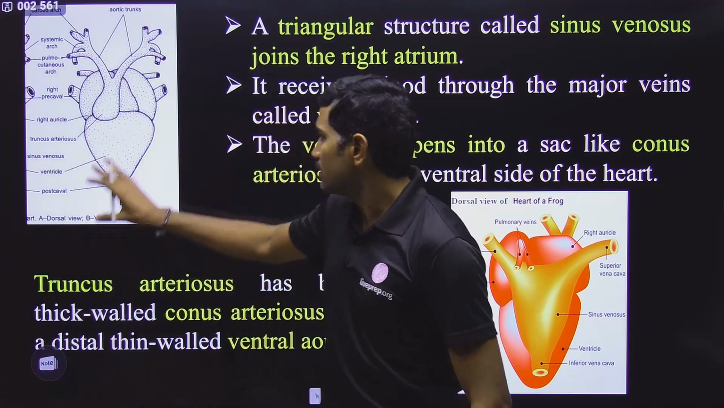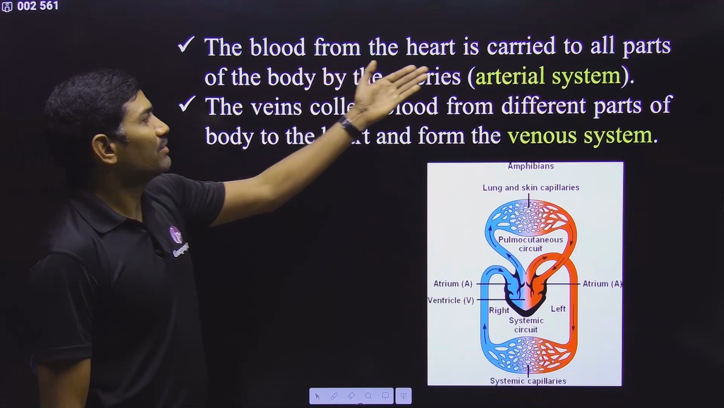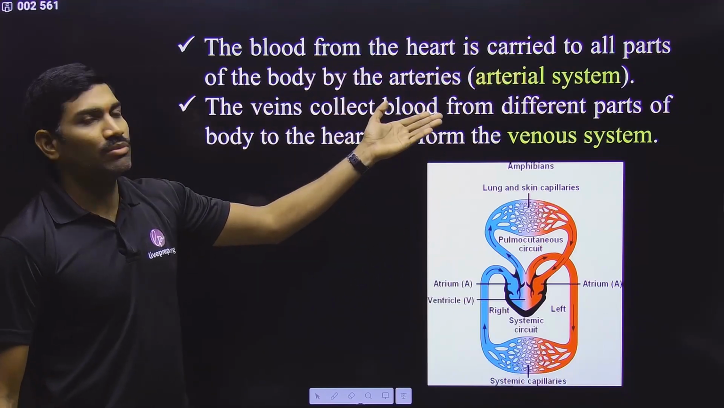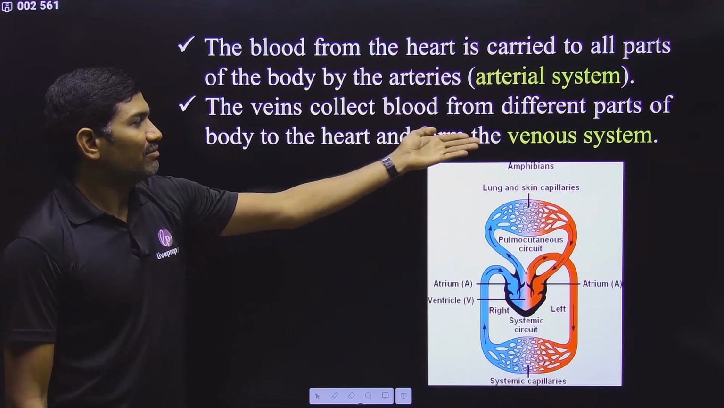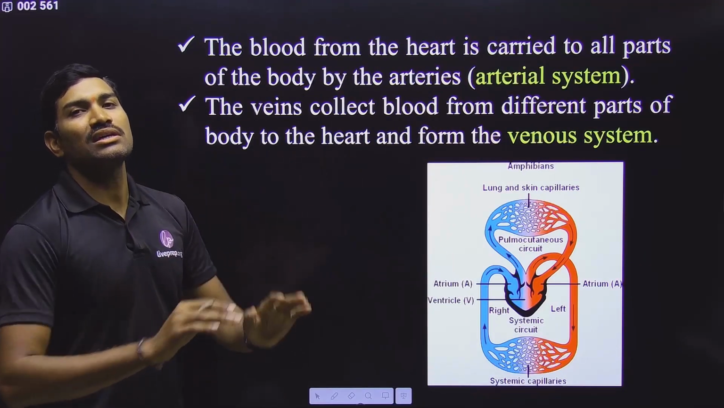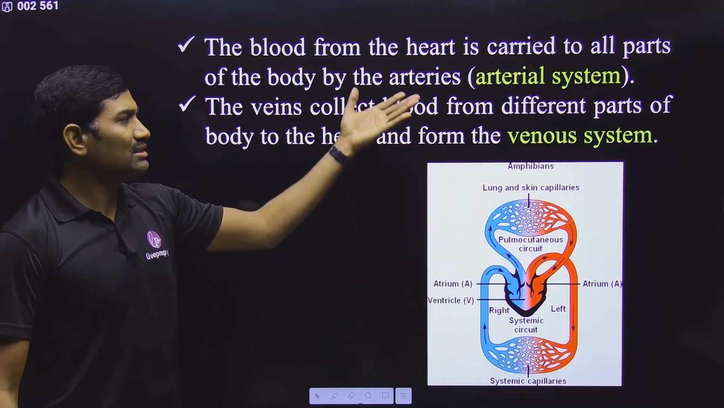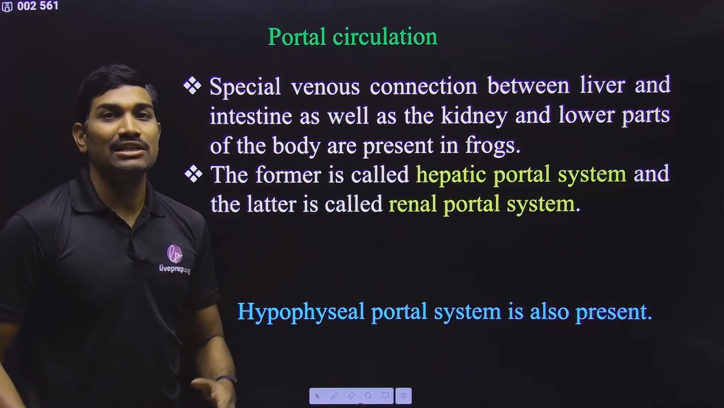So with this, this particular content is completed. Next one. Here the blood from the heart is carried to all parts of the body. Arteries take the blood away from the heart, whereas the venous system has the veins, and they collect the blood towards the heart. That's it. This is general information applicable to human also. Next one is regarding the portal circulation.